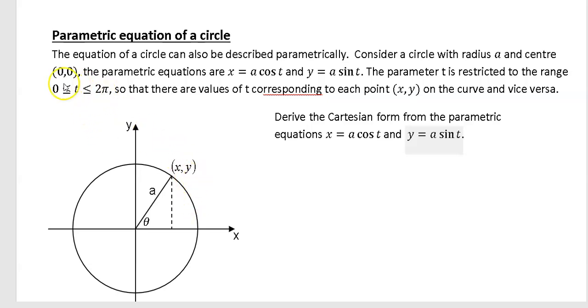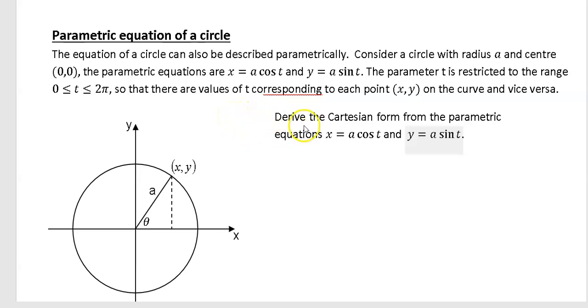If it wasn't, by the way, if it went on, you would just keep going around and round and round. So it's just 2 pi, because 2 pi gives you a full revolution, a full turn. So the parameter t is restricted to the range 0 is less than or equal to t is less than or equal to 2 pi, so that there are values of t corresponding to each point x, y on the curve and vice versa.